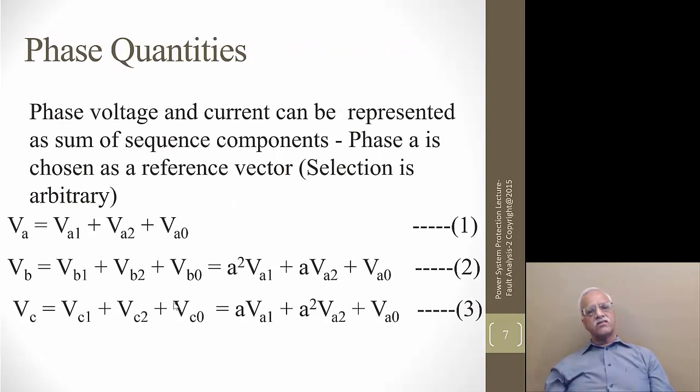So now we also said that the sequence components give rise to the particular phase component. For example, VA is the sum of the positive, negative, and zero sequence voltages on the A phase. And VB is the sum of the positive, negative, and zero sequence voltages in B phase, which can be expressed in terms of A phase as A square VA1 plus A VA2 plus VA0, and then VC is A VA1 plus A square VA2 plus VA0. Okay.